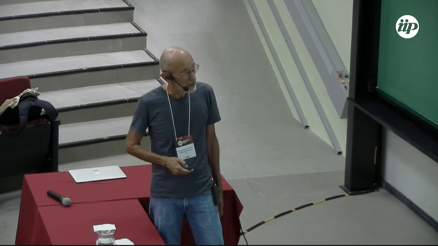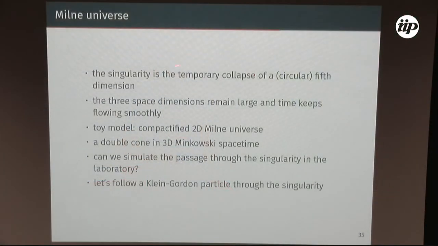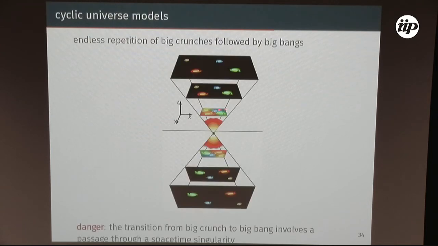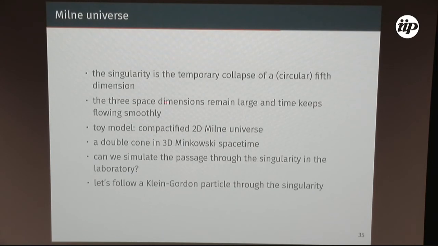There are many ideas about this, and one possibility is that the singularity is the temporary collapse of a fifth dimension. So imagine that the space-time has 5 dimensions, and the extra dimension is circular. So that only dimension, this radius of the circle, shrinks until it collapses to a point and then starts to grow again. The remaining space-time stays as it was. So the three space dimensions remain large, and time keeps flowing smoothly, but you have a singularity caused by the collapse of that extra circular dimension.